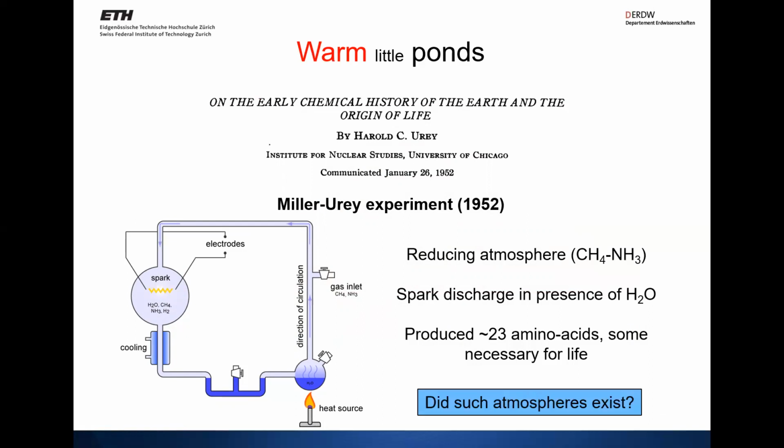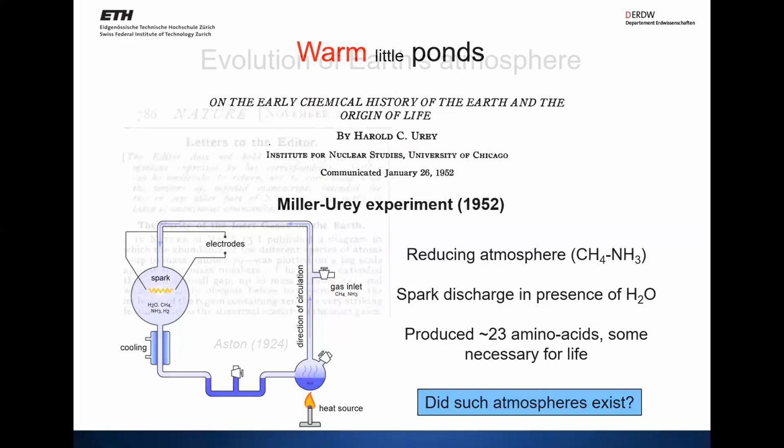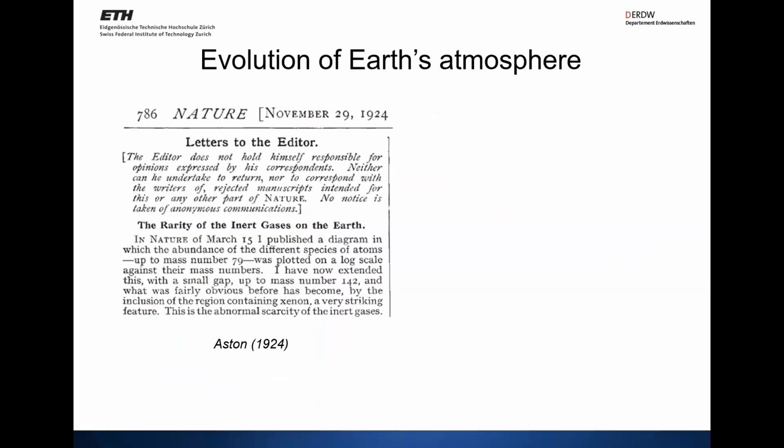The question then becomes, did such atmospheres really exist on the early Earth? To answer this question, we can take some key geochemical evidence that's been known for about 100 years now. This is a letter to Nature, obviously a very different format to what we have today. But the impact was that there was an abnormal scarcity of the inert gases, i.e. the noble gases, that had been observed by looking at the abundances of these elements in the Earth.